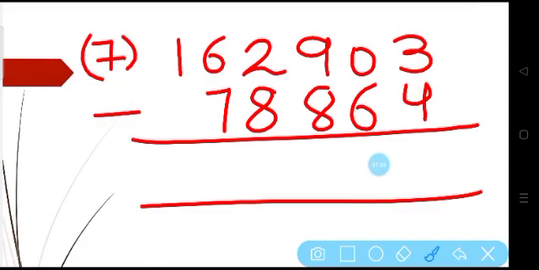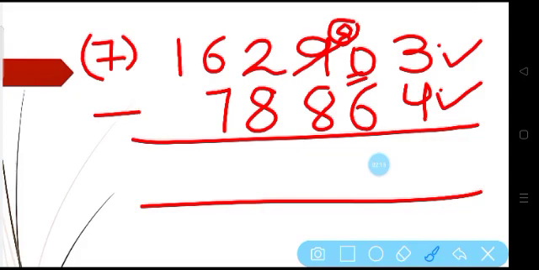As you all know, we will be starting from our right hand side. So here, students, you can see that the minuend's very first digit is 3 and the subtrahend's very first digit is 4. We can't subtract 4 from 3 because 4 is greater than 3. So obviously, students, we will start borrowing. You can see the previous number is 0, and we can't borrow from 0. So we will be borrowing from 9.